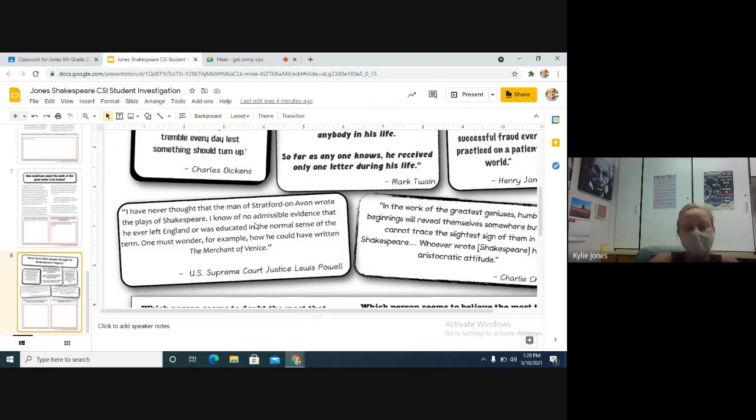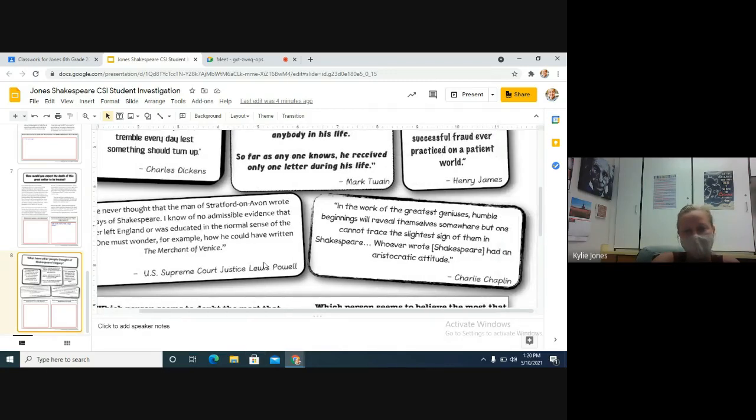"I know of no admissible evidence that he ever left England or was educated in the normal sense of the term. One must wonder, for example, how he could have written The Merchant of Venice." So this Supreme Court justice does not believe that it was William Shakespeare, the author or the actor that couldn't write, right? And then on the very far right, Charlie Chaplin.